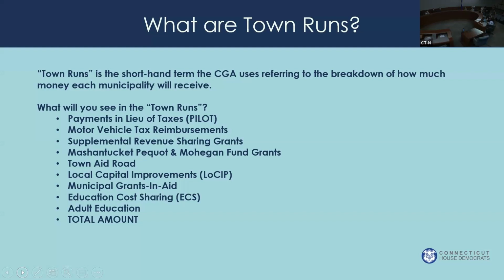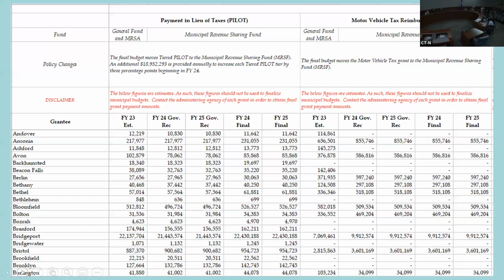You're going to see a variety of pots of dollars, which will be listed at the top of the spreadsheet of the town runs. And those are the pots of funds that we allocate to municipalities. So, you will see payments in lieu of taxes, which is PILOT funding. You'll see motor vehicle tax reimbursements. You'll see supplemental revenue sharing grants, Mashantucket Pequot and Mohegan Fund grants, Town Aid Road, local capital improvements known as LOCIP, municipal grants and aid, education cost sharing, ECS, adult ed, and then a total that the municipality is going to receive. So this is a very shortened and condensed version of what you see in the town runs.